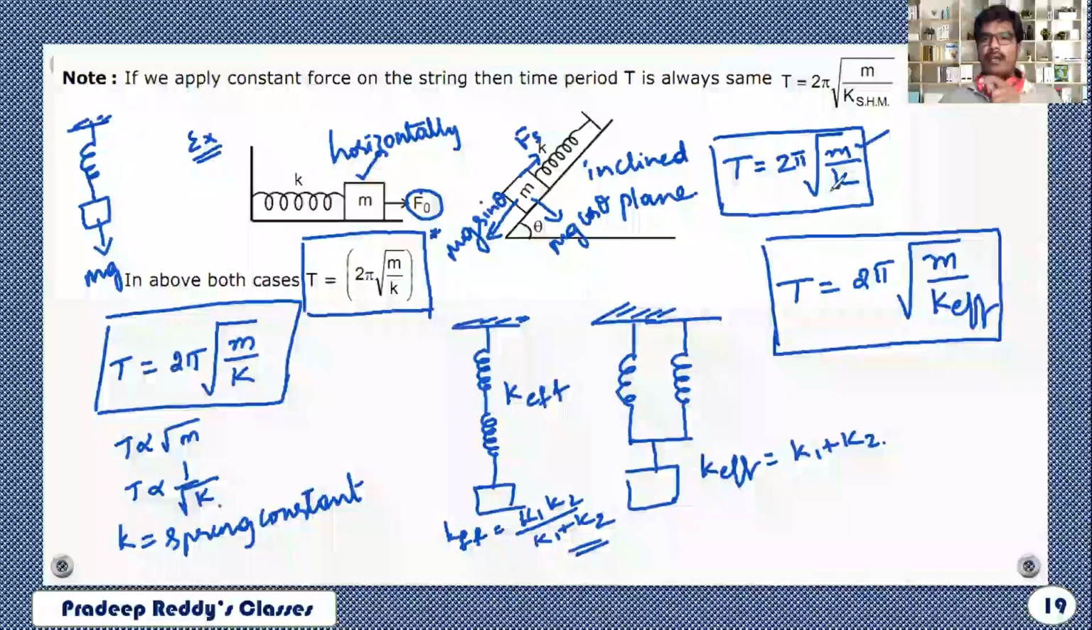Likewise, the spring constant depends only on the nature of the spring. It only depends on the length of the spring. Therefore, even though the spring is oscillating vertically, horizontally, or in the inclined plane, the spring constant does not change. That is the reason why the time period equation will remain the same. It is independent of the orientation of the spring, and it is independent of acceleration due to gravity.